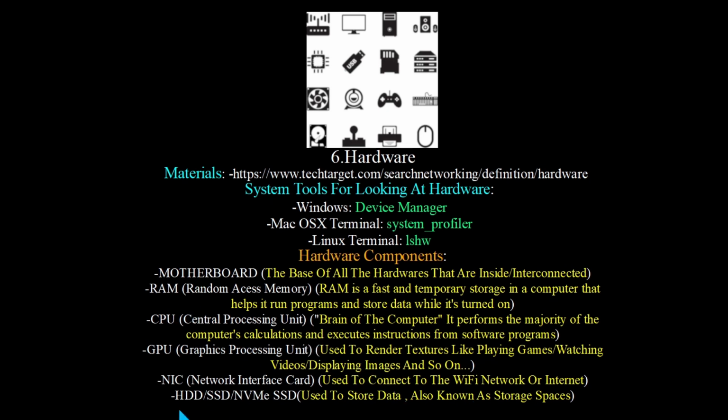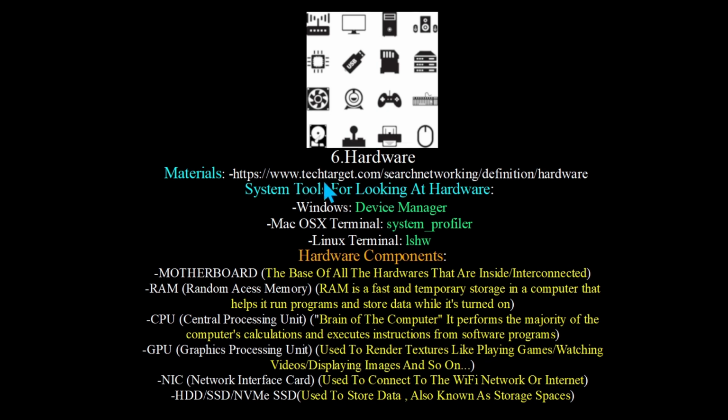And then there are also the hard drives, which are the HDD, SSD, and NVMe SSD. SSD is faster than HDD. The NVMe SSD is even faster than the SSD. Those are used to store data, also known as storage space. That's where all the files, documents, everything that you save on your system is stored.